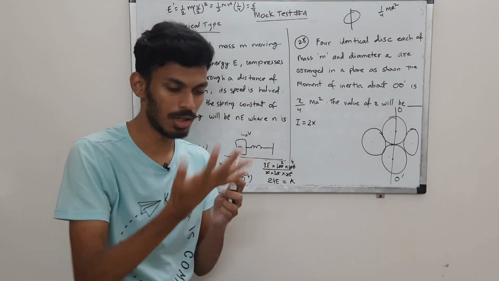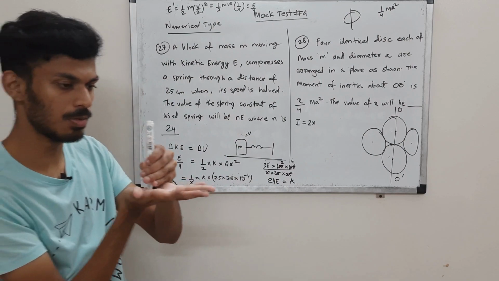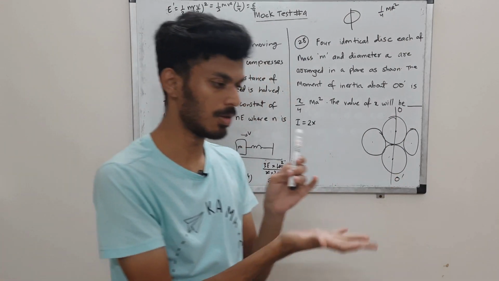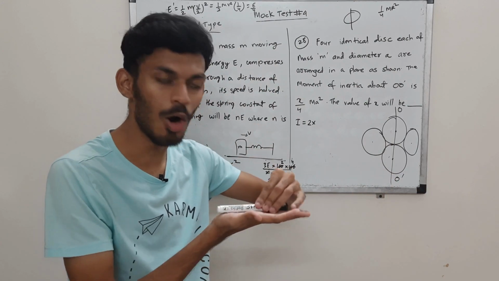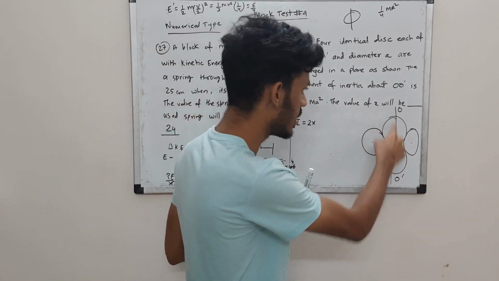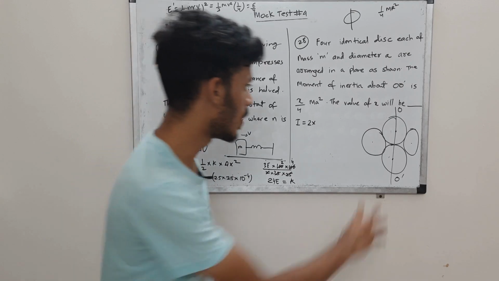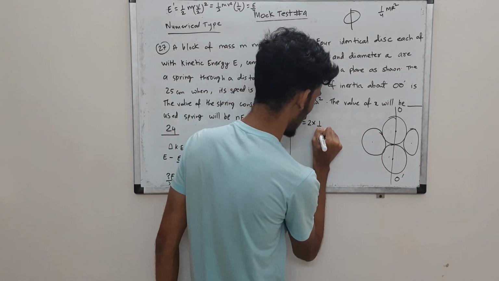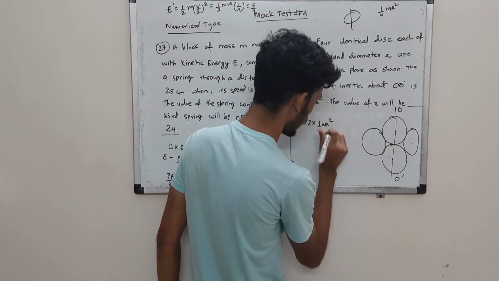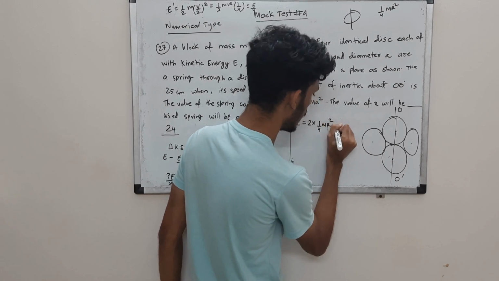If the axis is perpendicular to the plane of the disc, then it's half m r square. But if it's along the diameter, like in this case, it is 1/4 m r square. So 1/4 m r square for each, which together is half m r square. So it's 2 times 1/4 m r square.